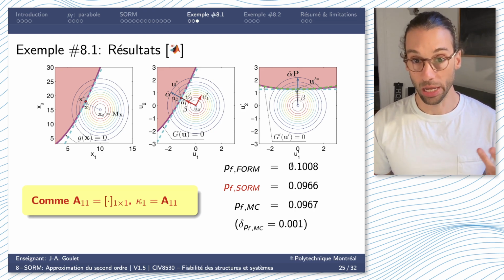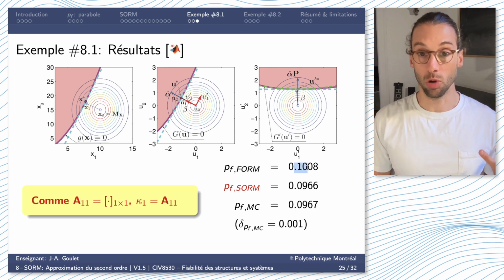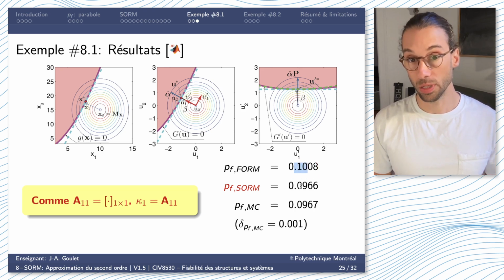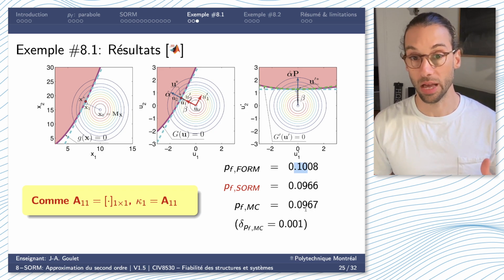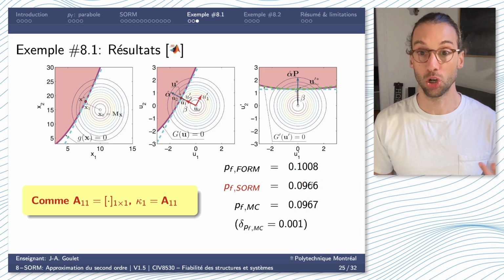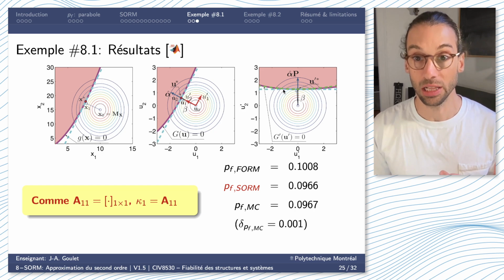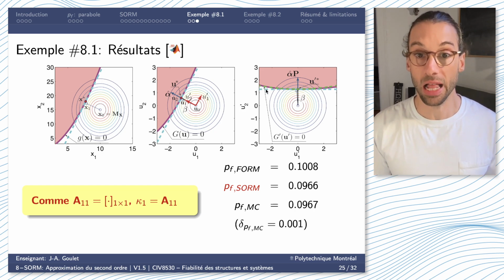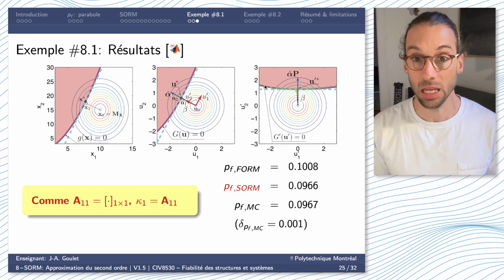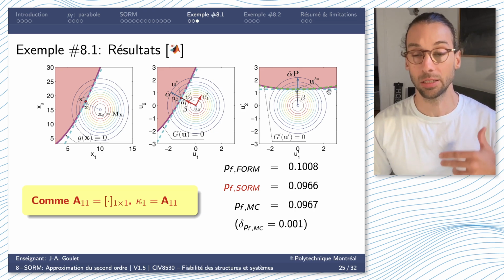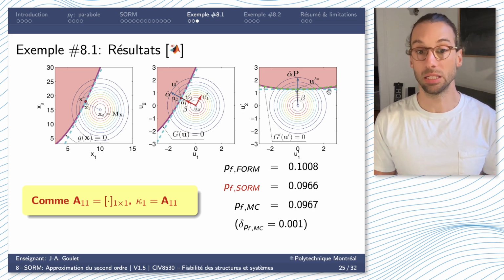With FORM, we had a probability of failure estimate of 0.1. With SORM 0.0966, Monte Carlo, using a very large number of samples, we have 0.0967. So we can see that we're very close to the Monte Carlo solution, and we have a little closer approximation to reality, because instead of having a line, such as in the FORM approximation in cyan, in green we have those quadratic terms that reduce our approximation error.